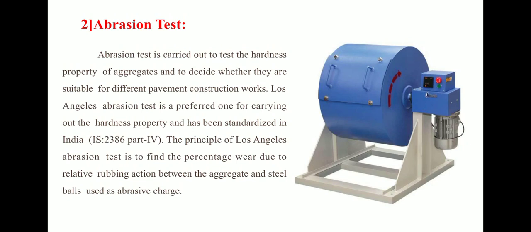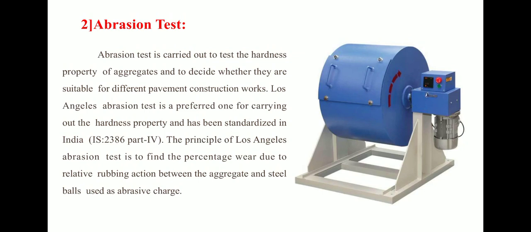Now, the second test that we can conduct on aggregate is the abrasion test. The figure shows you the abrasion testing machine. The abrasion test is carried out to test the hardness property of the aggregate and to decide whether they are suitable for different pavement construction works. This machine is called the Los Angeles abrasion testing machine. This is preferred for carrying out the hardness test that has been standardized in IS 2386 part 4.